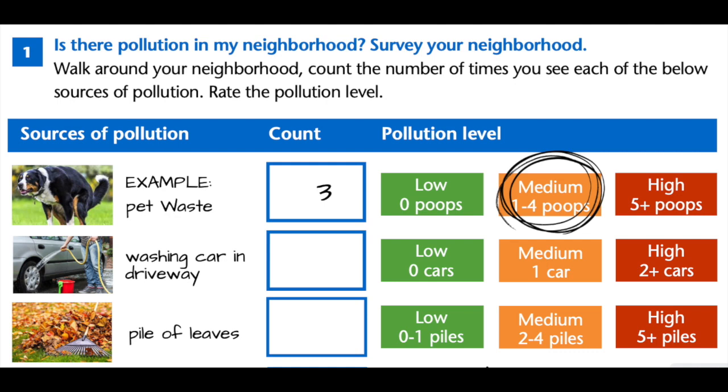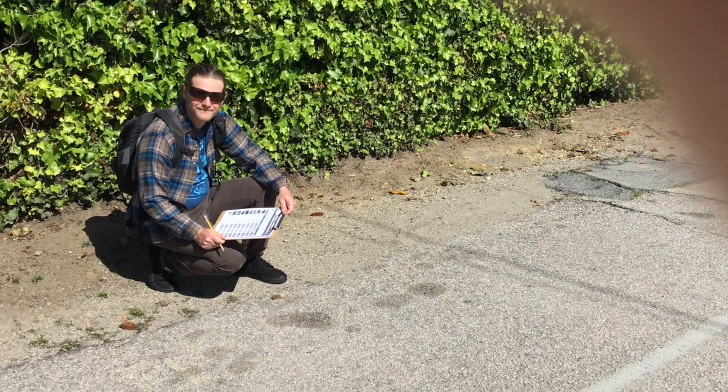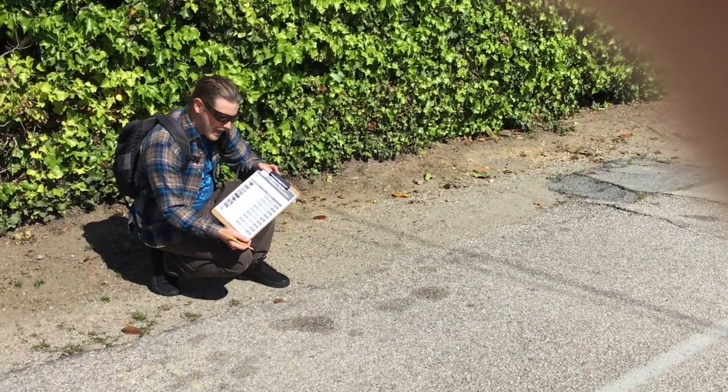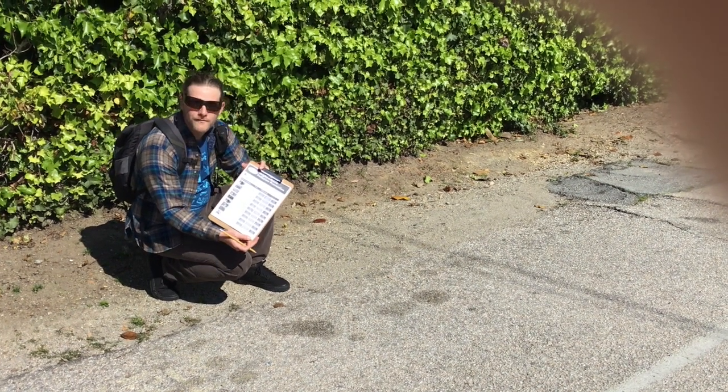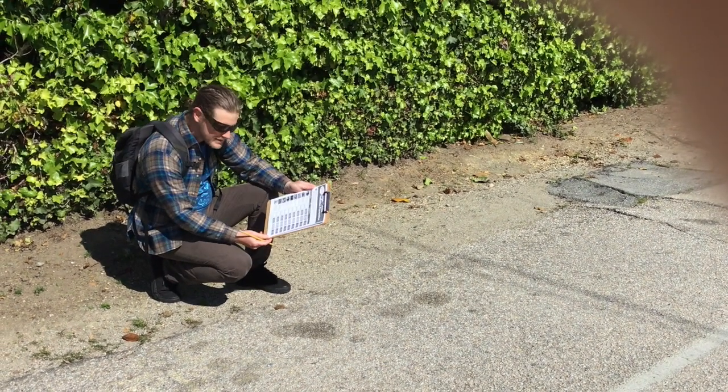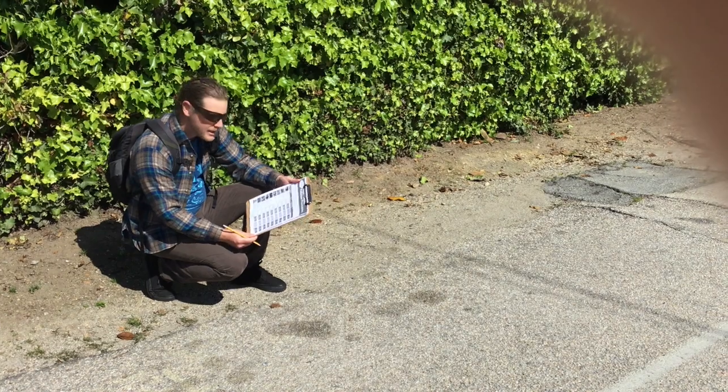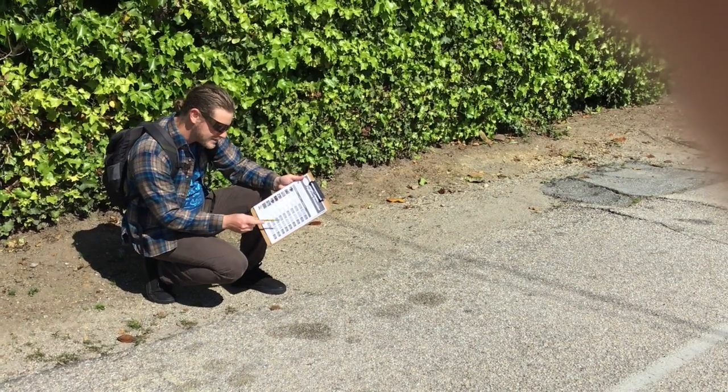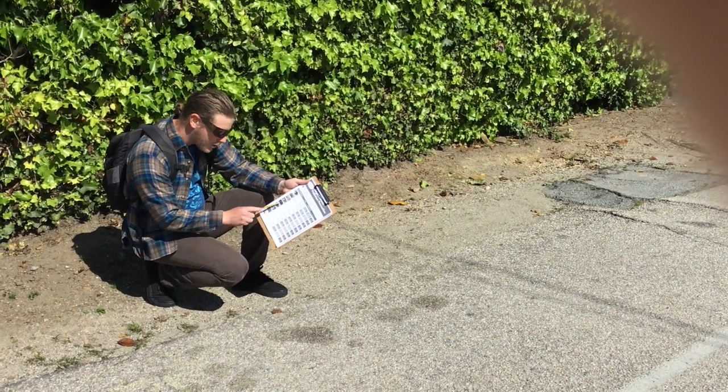So we're going to find Sam on his walk in his neighborhood, and he's going to be modeling what he notices as part of his walk. So I'm working on the neighborhood pollution prevention worksheet, and I'm just walking around my neighborhood looking to see if I find signs of piles of leaves or oil leaks.